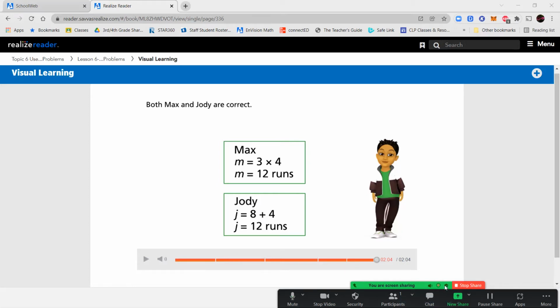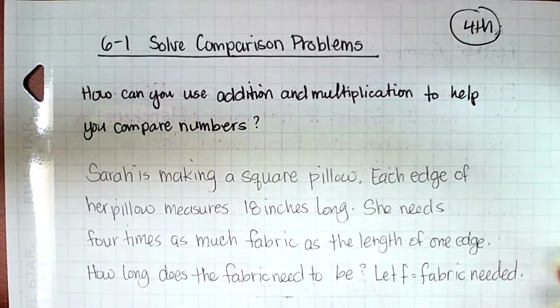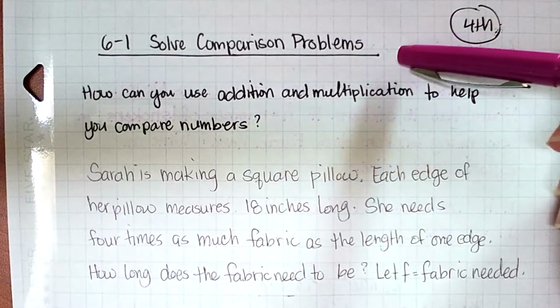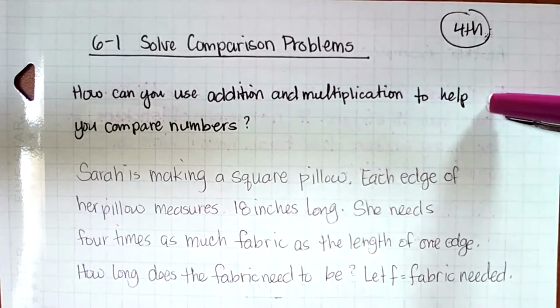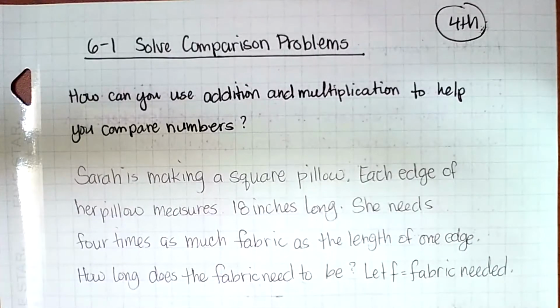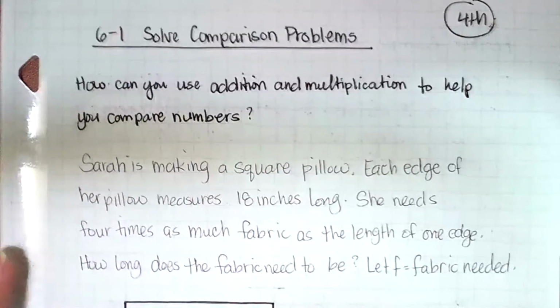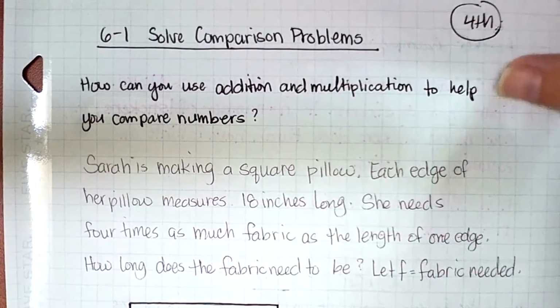Let's go ahead and jump into our notes and our guided practice questions together. Now for 6-1, we're talking about solving comparison problems. So how can you use addition and multiplication to help you compare numbers? Just like we saw in our example, you can use either multiplication or addition to solve these problems. You can use both to check your work.